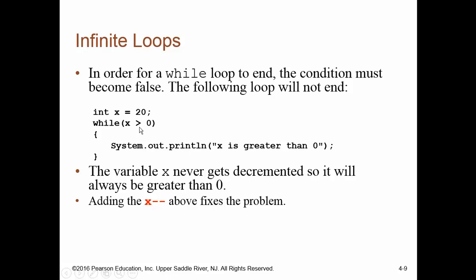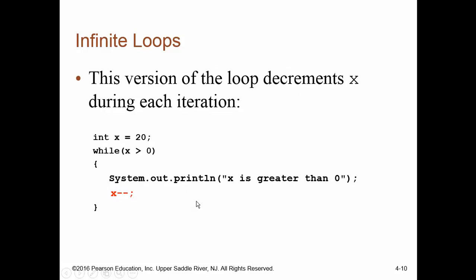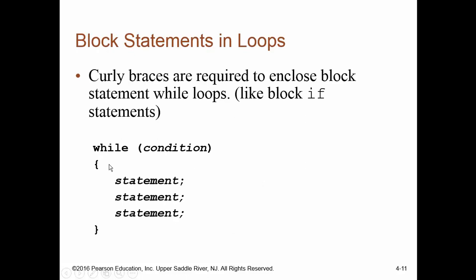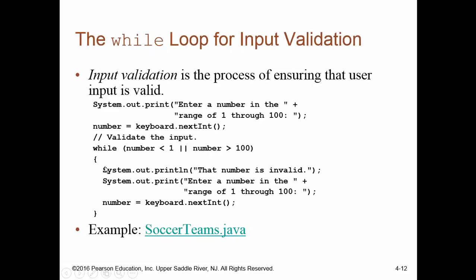Again, here's an example of an infinite loop. X equal 20. While x is greater than 0, print out x is greater than 0, but you're never changing the value of x. So it checks it, it's still 20, it's still 20, it's still 20. This is going to print out x is greater than 0 forever. But if you added an x minus minus after that system.out.println line, that would fix it. You wouldn't have an infinite loop any longer. Here is the way that you'd want it to go. Okay? All right. If you're going to have multiple lines in a loop, you must put them within curly braces. I always use curly braces anyway, even if it's just 1 line.